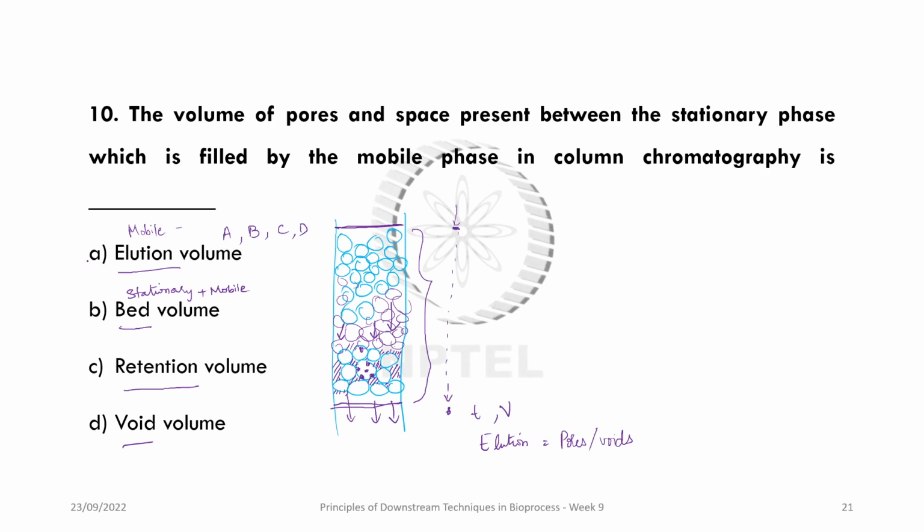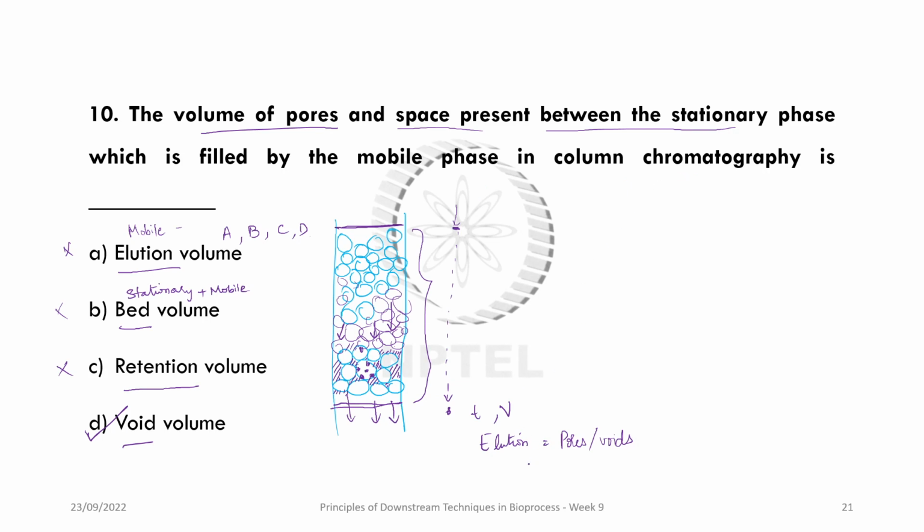So this might be right in certain cases, but it is not necessarily equivalent, because for each compound you have a different elution volume. What is retention volume? The time taken or the volume required for a particular compound. How much time or volume it is retaining within that particular chromatography column. So you see tR. The volume of elution mobile phase you get at tR will be VR, retention volume. So again, that is not your answer. It is the void volume, which describes the volume of pores and space between the stationary phase, which is filled by the mobile phase in column chromatography.